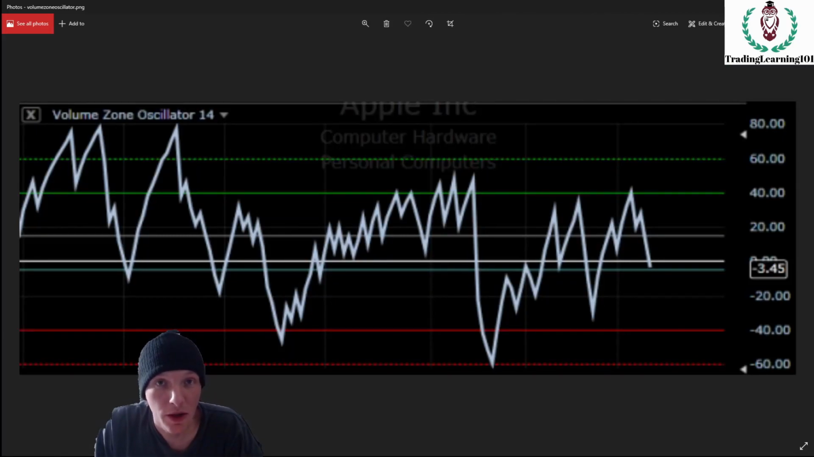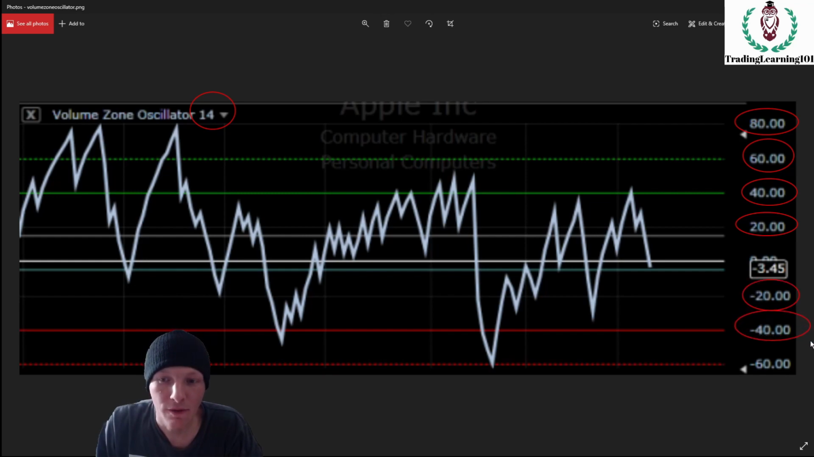Alright, with this clip, I'm going to show you guys how to use the volume zone oscillator. To point things out first, the 14-day average for the volume zone oscillator. When you look at the volume zone oscillator, try to look at it as if it's an RSI as well. You got your overbought conditions here, 80, 60, 40, and 20. Your oversold conditions, 20, 40, and 60. And then we also have our 0 line.